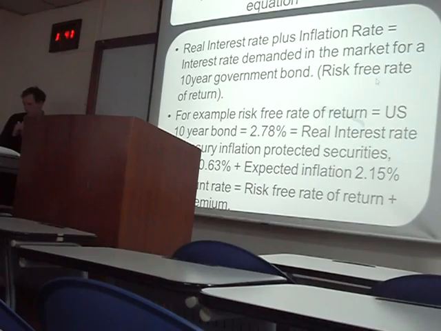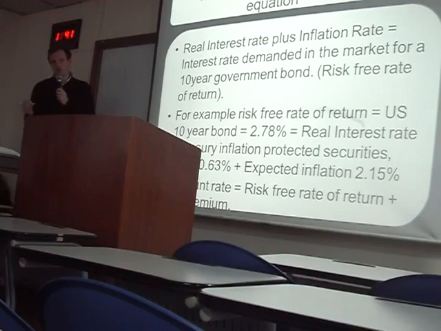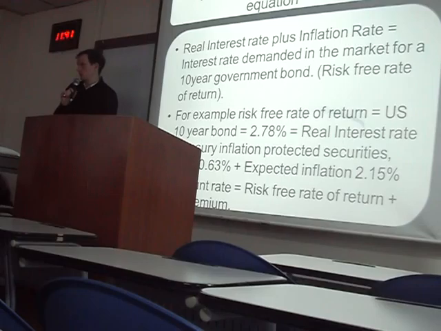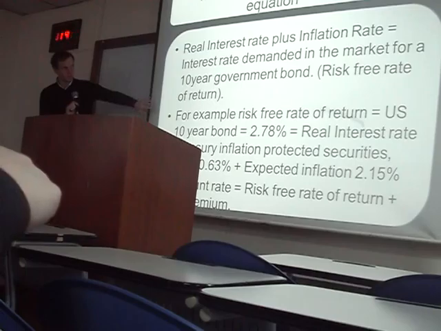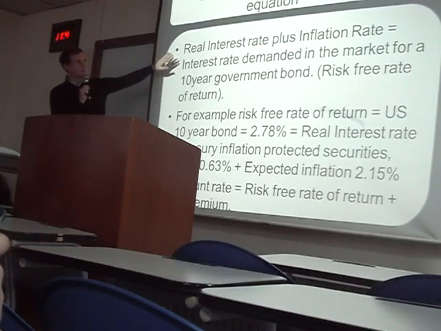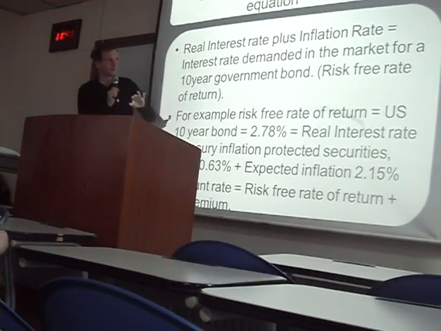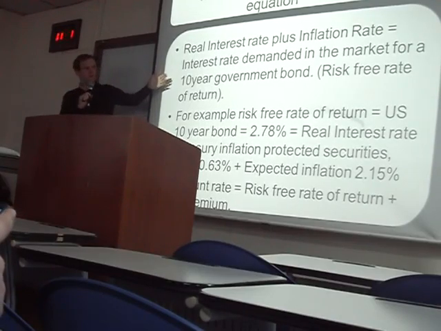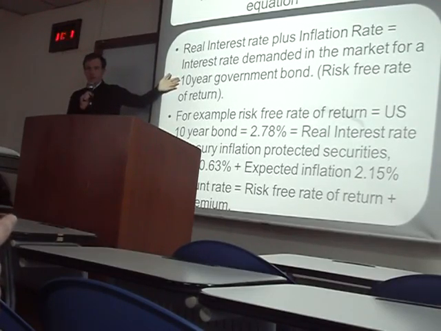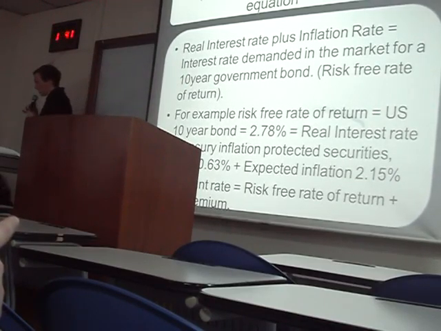So a risk-free asset is the US government bond, okay? Why? Because we're sure the US government will pay us the money back. Are we 100% sure? No. No, but we're 99.99999% sure, right? So we just call that risk-free. That's a risk-free asset. No risk. So the only things involved there is the real interest rate and the inflation rate. Okay? So if we look at the price or the yield on a 10-year government bond, that will tell us inflation plus the real interest rate.